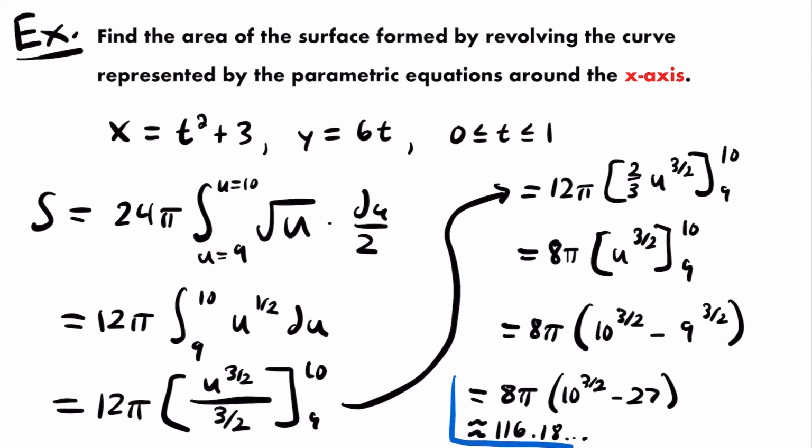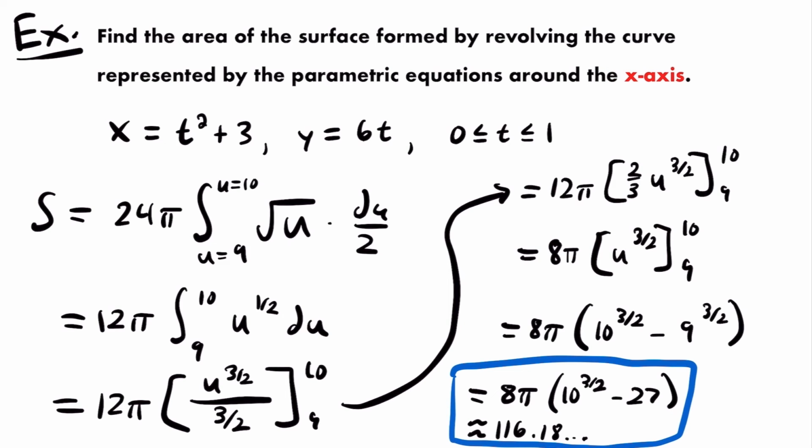And so what we found here is the area of the surface of revolution formed by revolving the curve represented by these parametric equations between these two values of t around the x-axis. Okay, so either of these answers is correct. Whether you have the exact answer or the approximate answer, they both represent the area of that surface of revolution. Okay, and so that was an example where we are revolving around the x-axis.